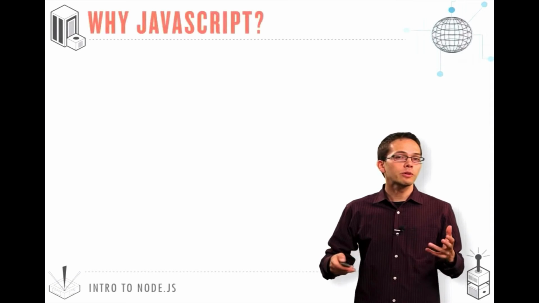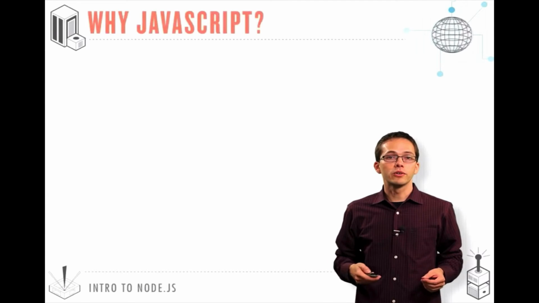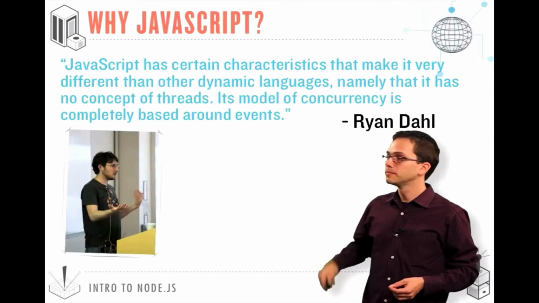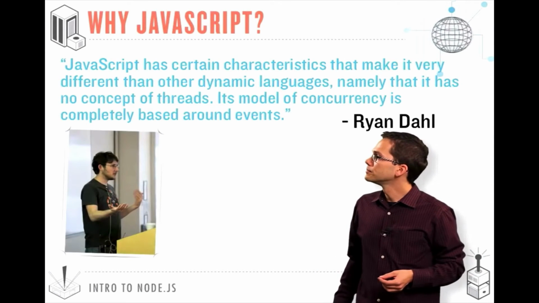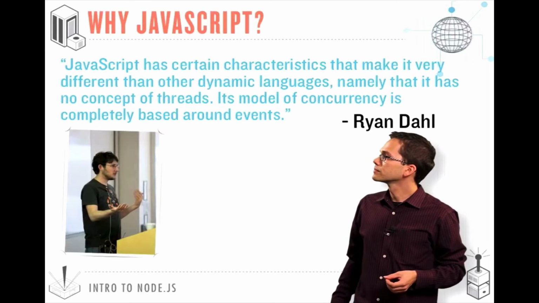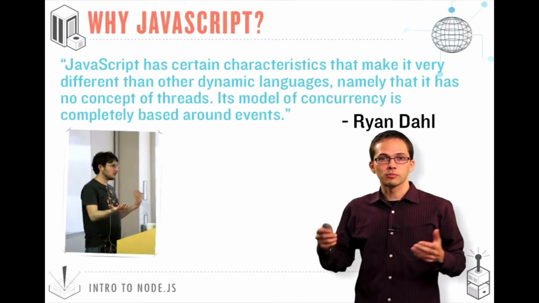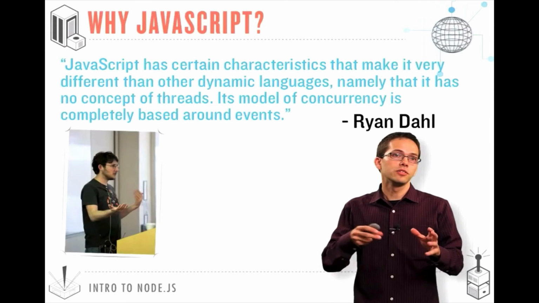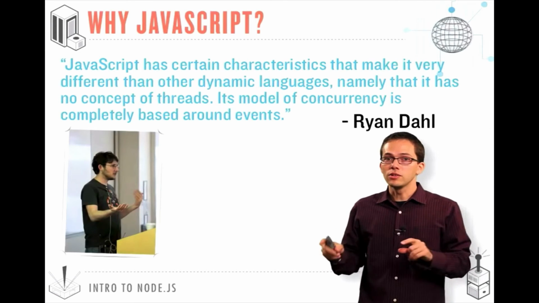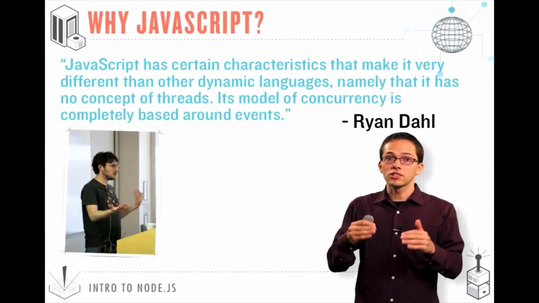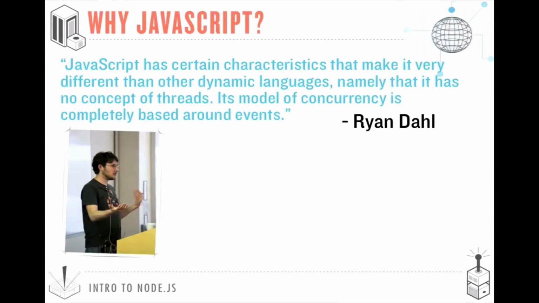Now you might be wondering, why are we writing JavaScript? Well, the creator of Node, Ryan Dahl, wrote this really good quote which kind of explains why. I'll let you read it. So JavaScript makes it really easy for us to program in an evented way, to do evented programming using that event loop and write code that is potentially non-blocking.